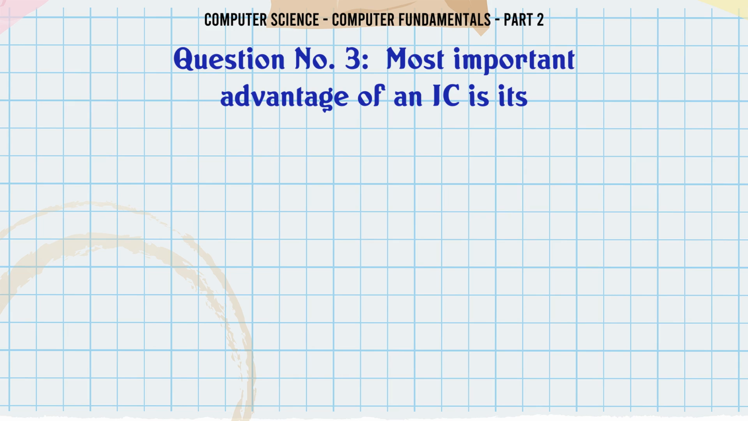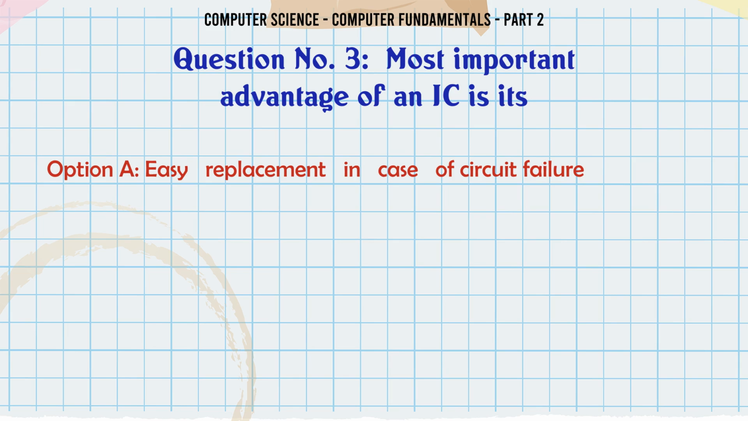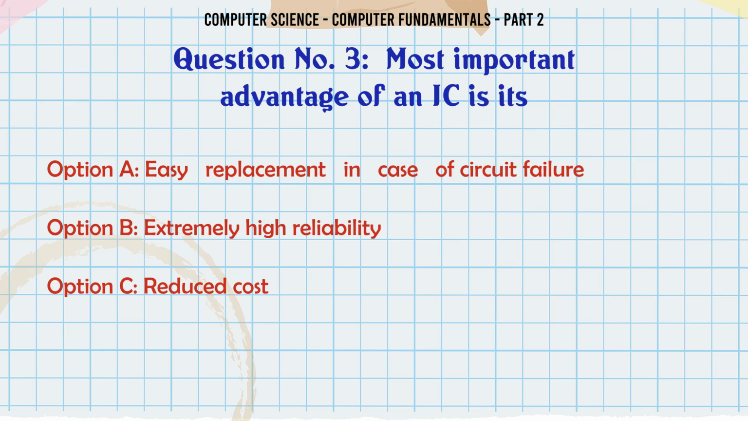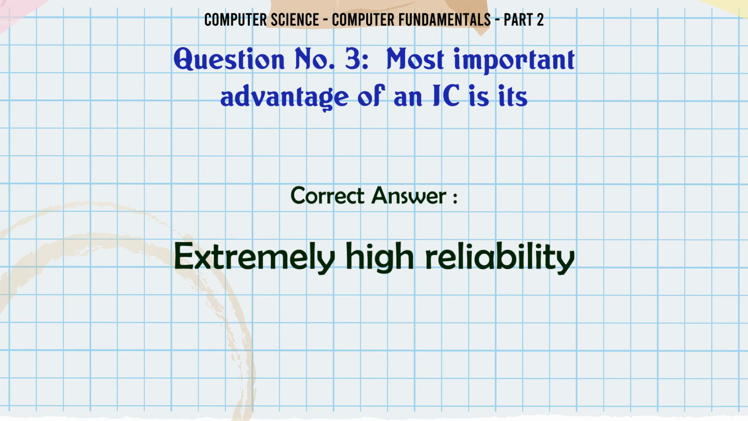The most important advantage of an IC is its: A. Easy replacement in case of circuit failure, B. Extremely high reliability, C. Reduced cost, D. Low power consumption. The correct answer is extremely high reliability.